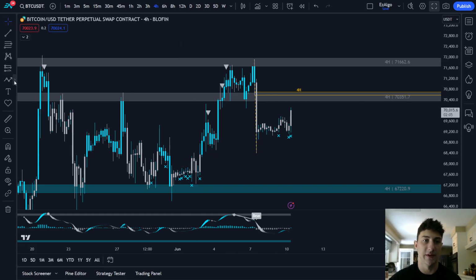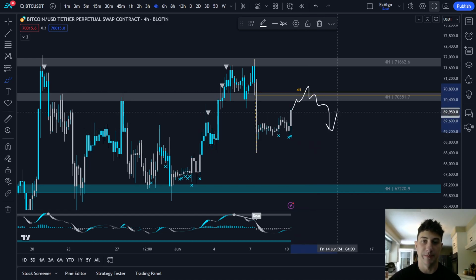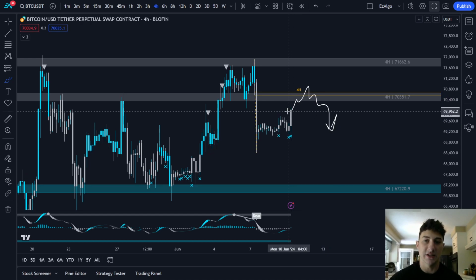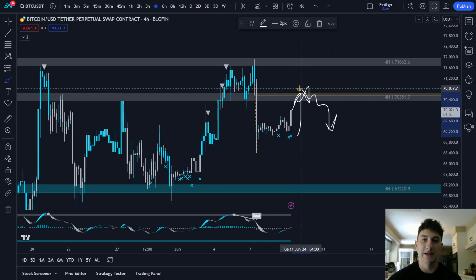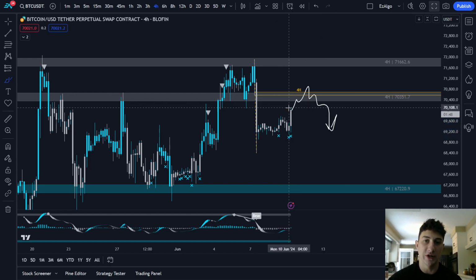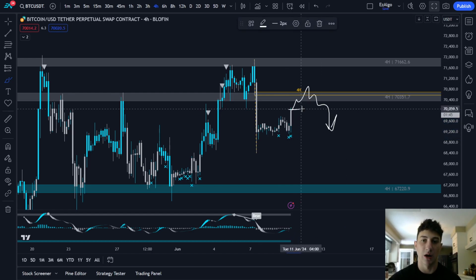So for me, that's going to be this area, this level of importance right here with that 4-hour GP. I do think we will see some sort of reaction here. Again, based off of this candle structure, we are seeing bullish displacement into this level. This is an aggressive pullback into this level. So we don't want to see another strong bullish candle with fair value gaps into this level.